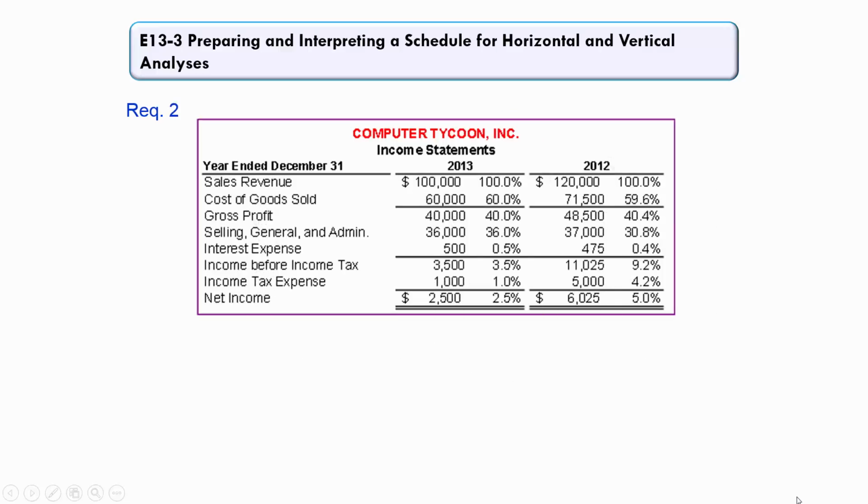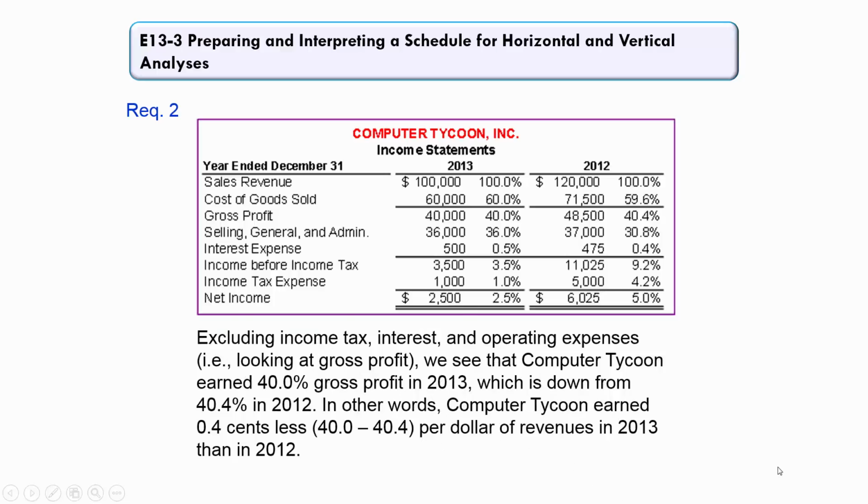This one, again, we're going to do the up and down, which is a vertical analysis. We're going to look at this, and you can go down to the bottom and see the net income as a percentage of sales. In 2013 it declined. Net income as a percentage of sales is half of what it was in 2012. This is really troublesome. This is a huge decline right here.